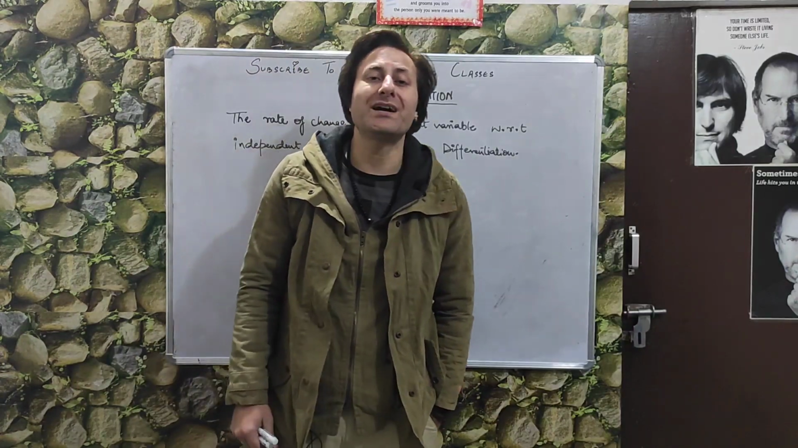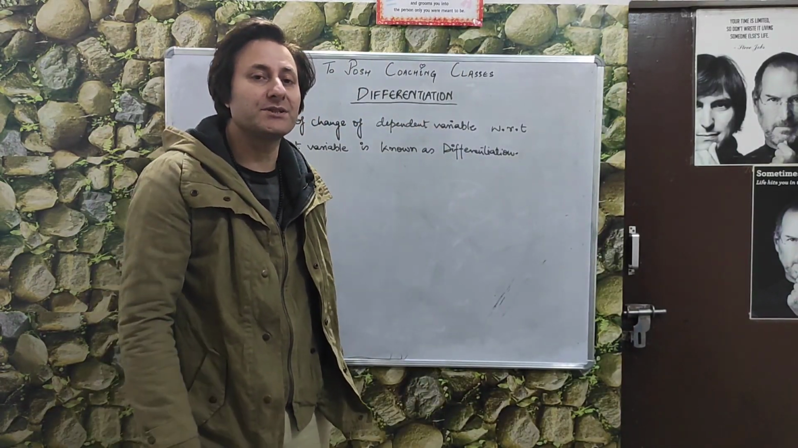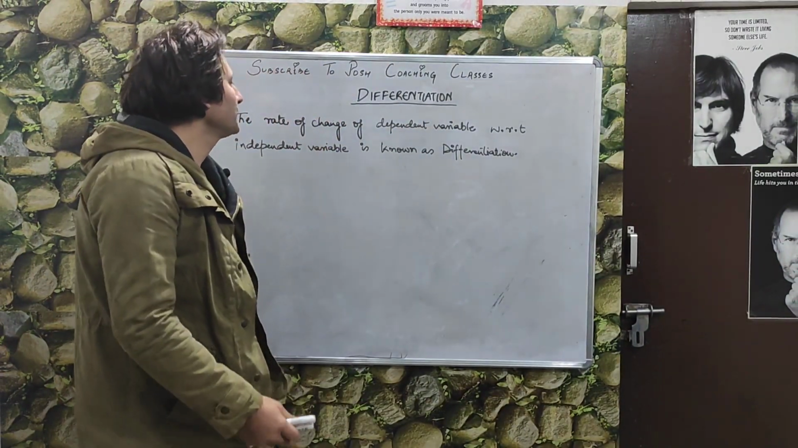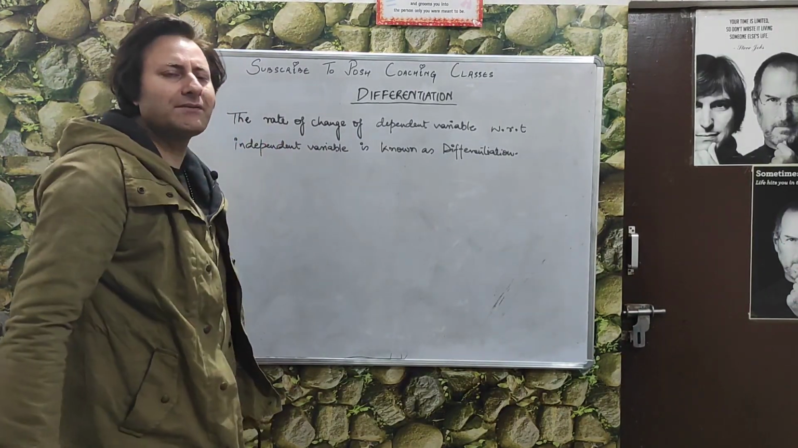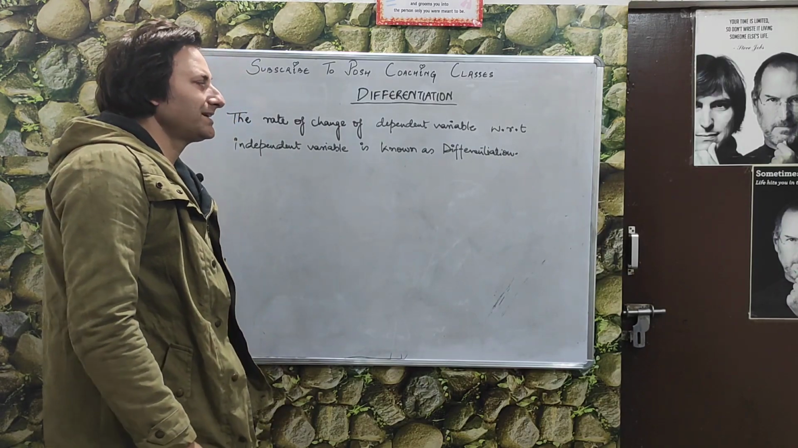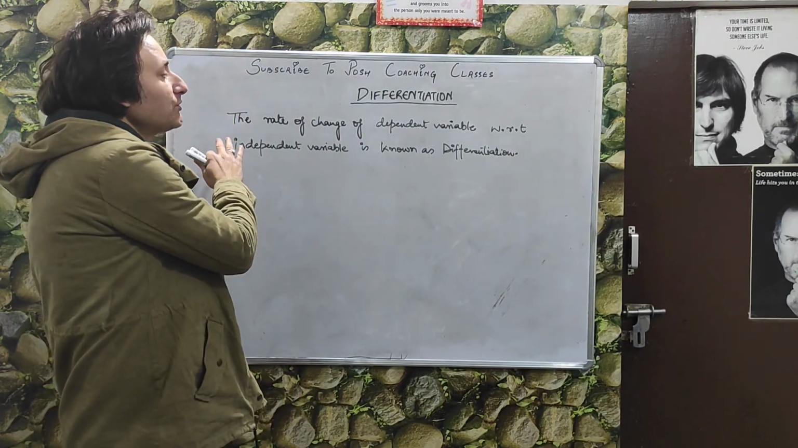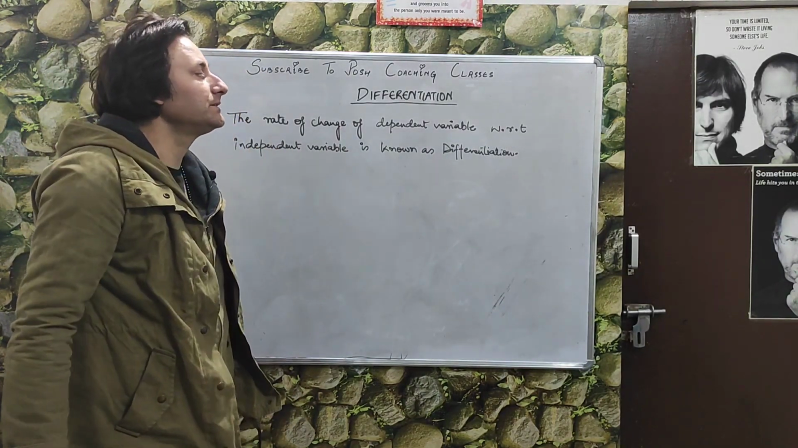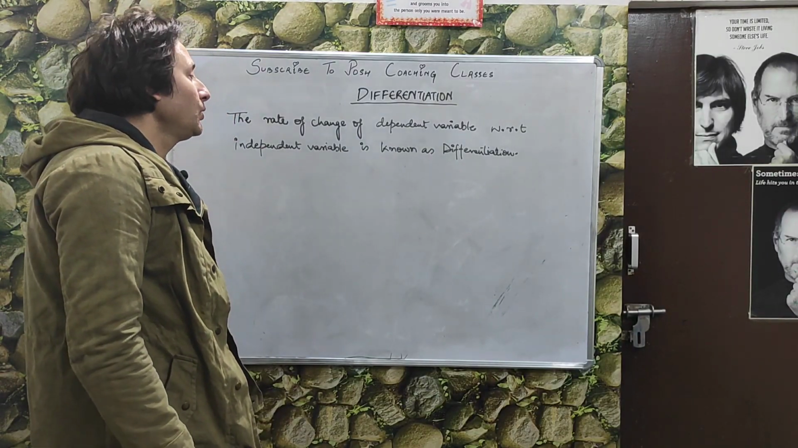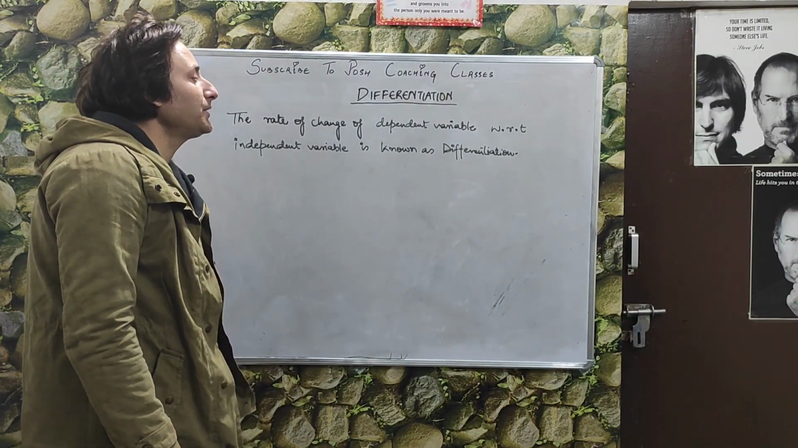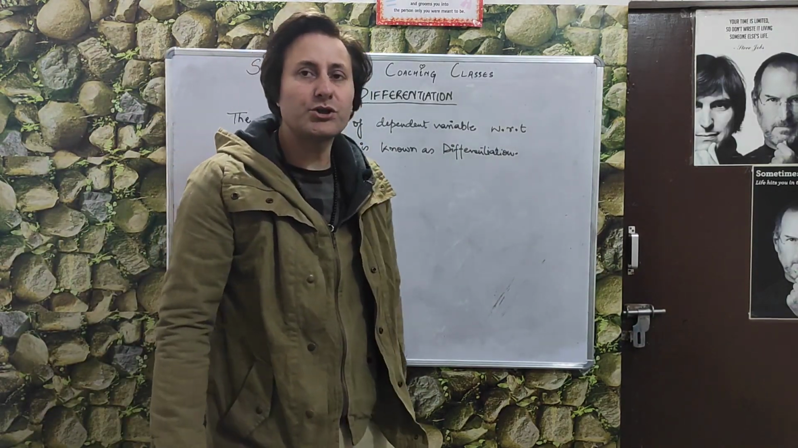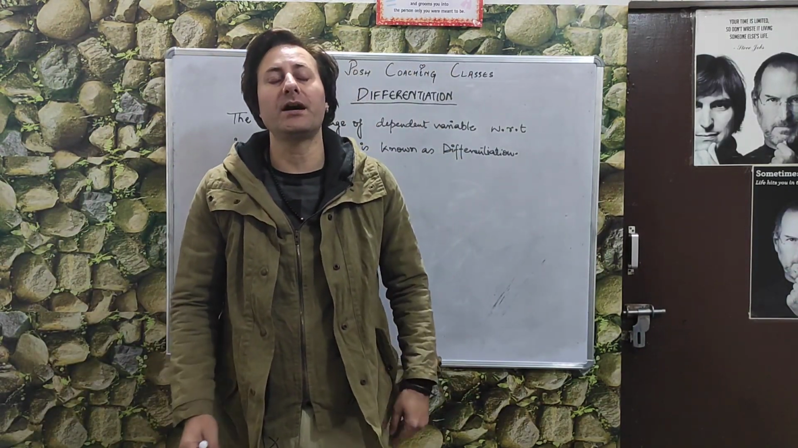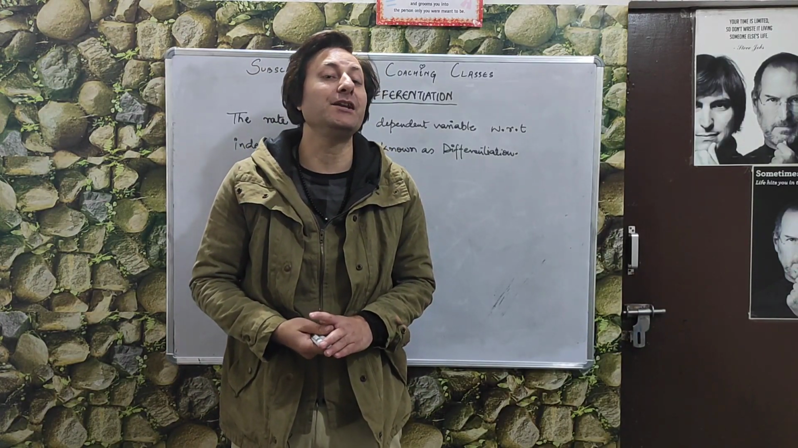First of all, we should understand what exactly differentiation is. So without wasting any time, I've written a small definition of differentiation. It says the rate of change of dependent variable with respect to independent variable is known as differentiation. Now, the two words which are coming here are dependent and independent.